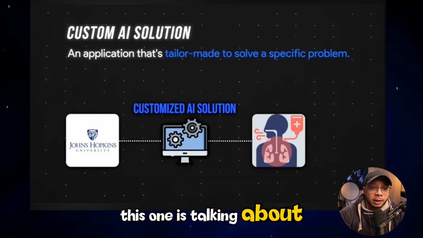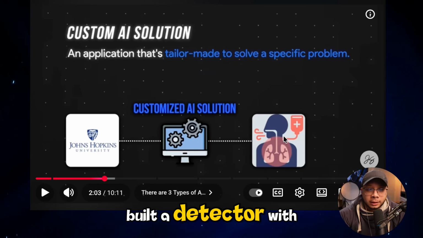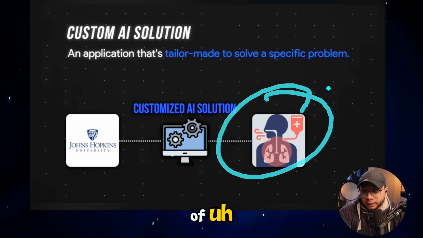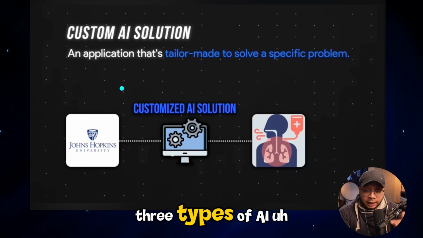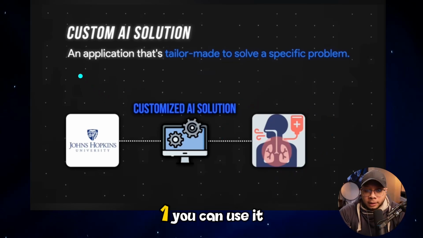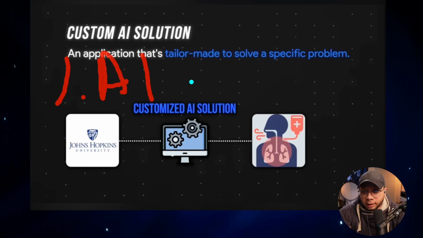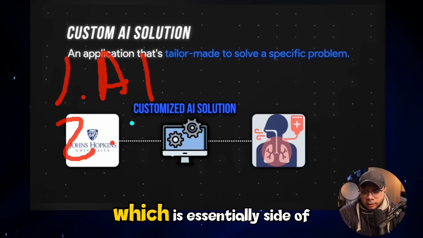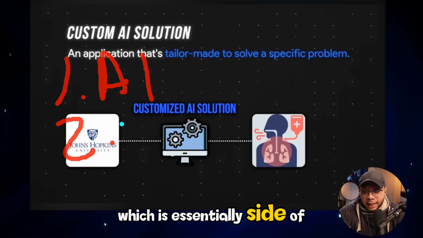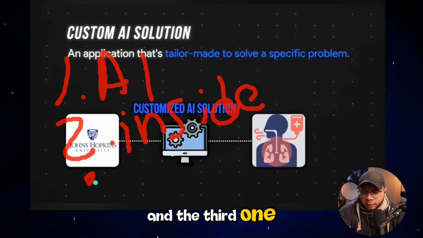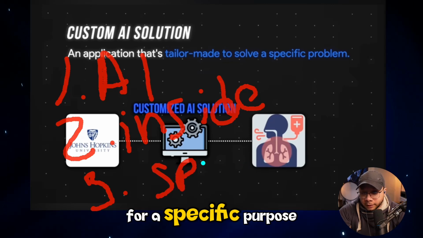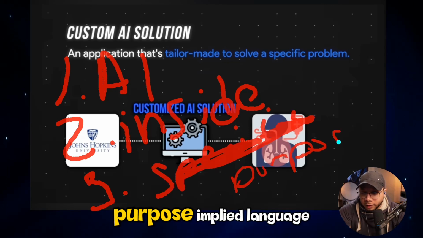This one is talking about how Johns Hopkins has built a detector using AI for some type of specific use case. Three types of AI. One, you can use it by yourself. You don't need anything. And then the second one is integrated, which is essentially inside of a platform. And the third one, which we're looking at, is for a specific purpose. You're using it for a purpose.